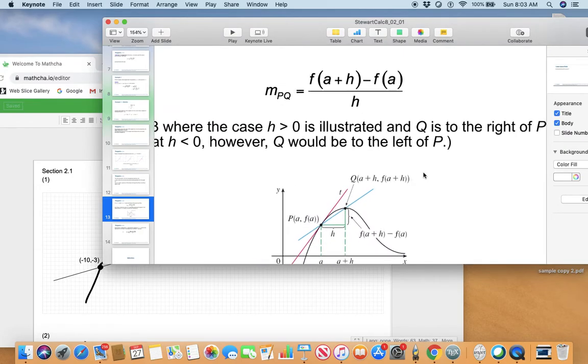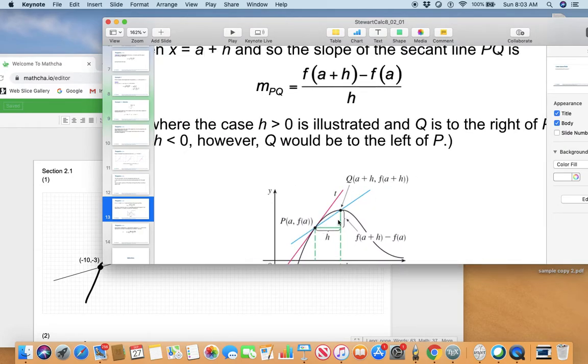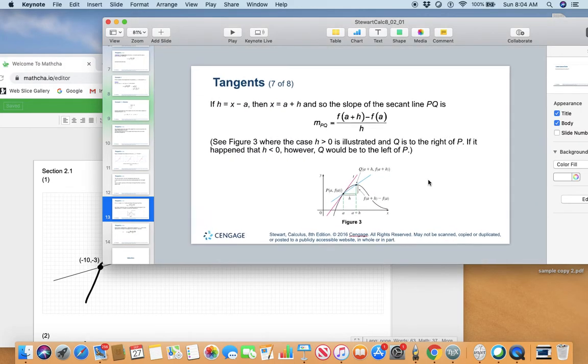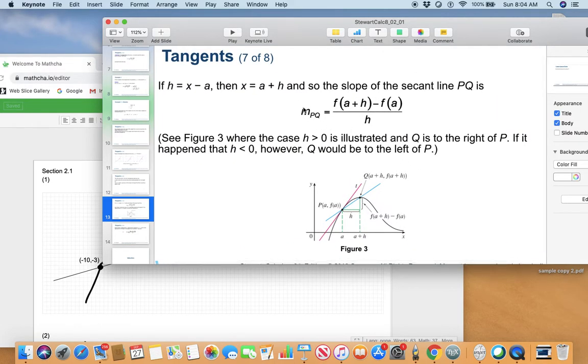So let's zoom in so you can see better. A plus h. So when you take some h distance away from a, you get x coordinate a plus h. Its f value is the y coordinate. So you are now looking at f of a plus h minus f of a, the whole over x2 minus x1, that is simply h. All right. So these are the slopes of secants.